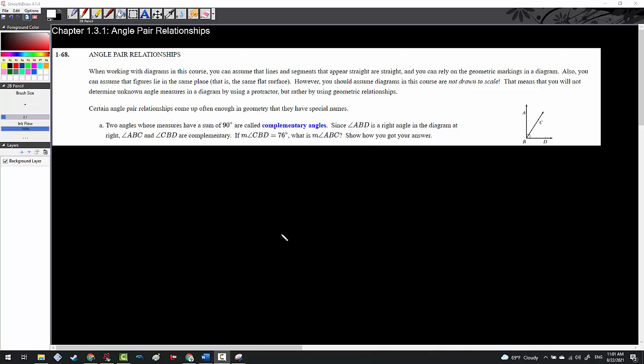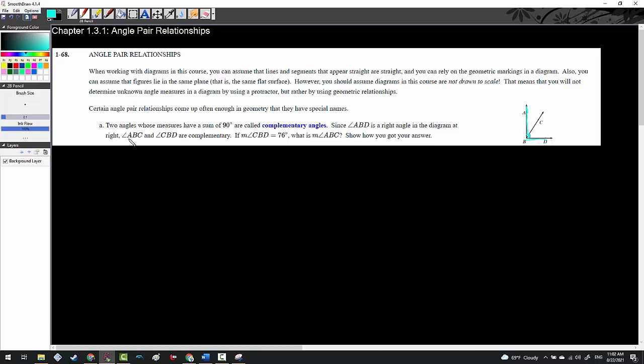It says certain angle pair relationships come up often enough in geometry that they have special names. Two angles that have a sum of 90 degrees are known as complementary angles. They're telling us that angle ABD, now notice when they name ABD, they're using the path, right? So A to B to D. That is a right angle. We know that, one, because they told us, but two, because this little box down here indicates a 90-degree angle, so we can make that assumption and know it to be true.